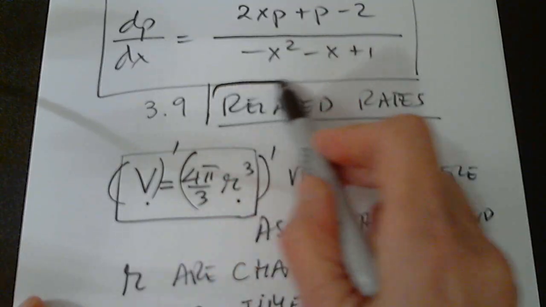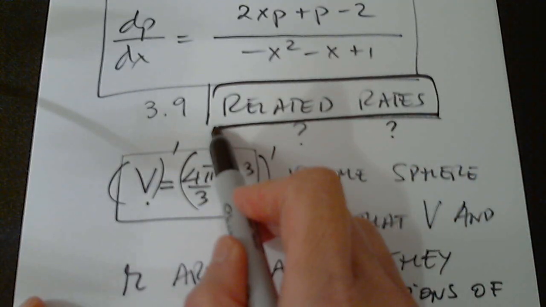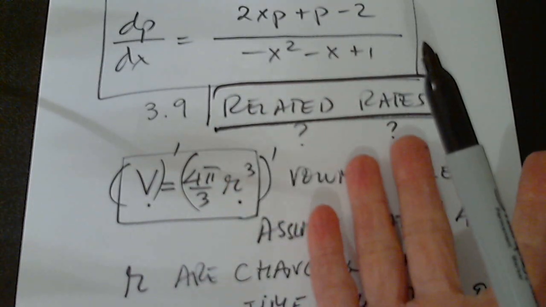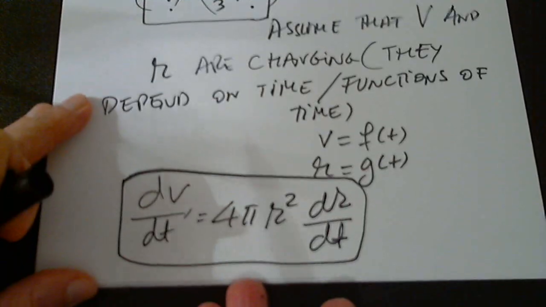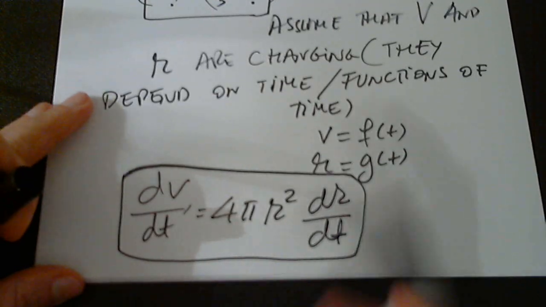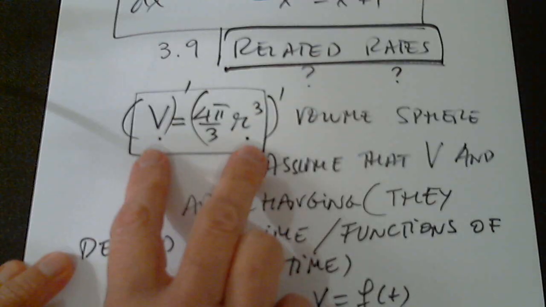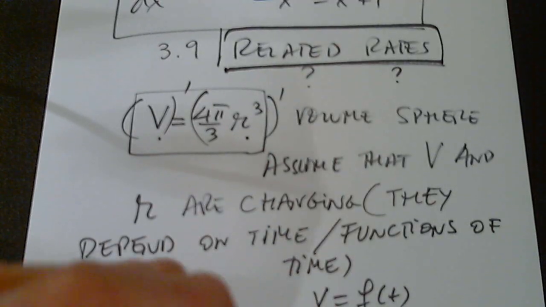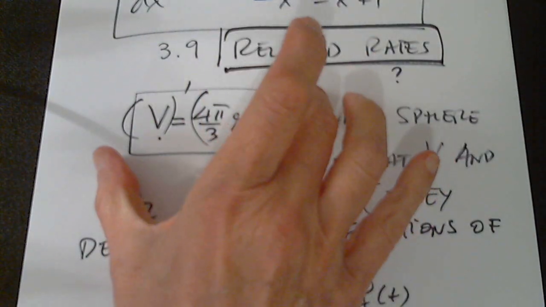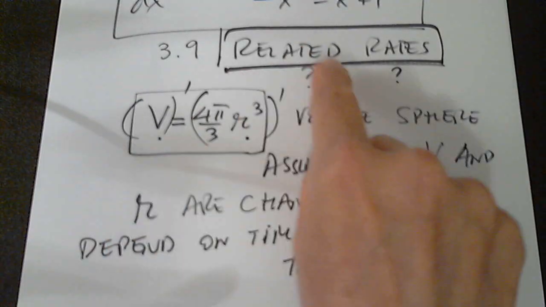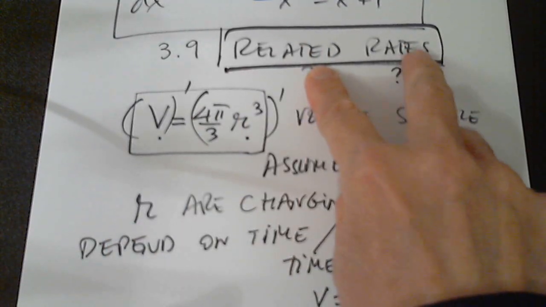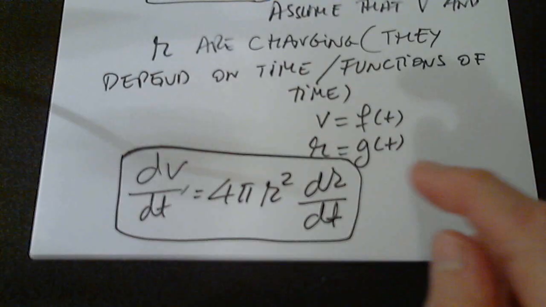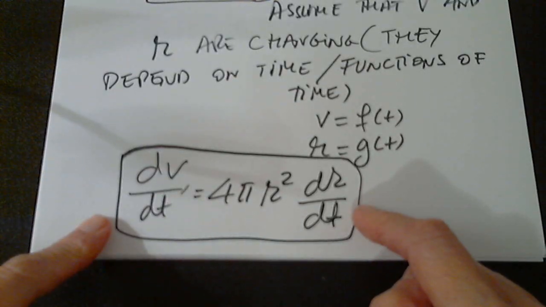And this is what we mean by related rates. They are in a relationship. Which relationship? This one. So the variables, or the functions if you want, are related by this relationship. Their rates of change are related by another equation.